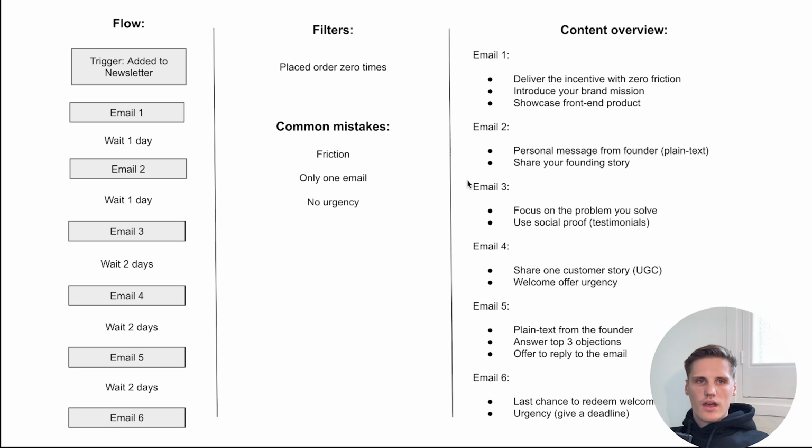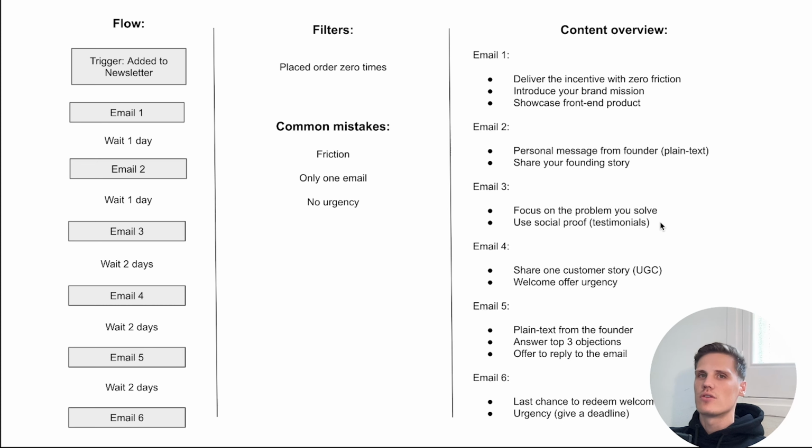So email 3, we're going to be waiting another day and sending email 3. So here you're going to be focusing on the problem that you solve. If your product is like problem solution type, you're going to also be using social proof and testimonials, some of your best testimonials. What matters here is that you tie the social proof to the problem and to really show the review that got those results. We're going to be waiting 2 days here and sending email 4. So here you're going to be sharing one customer story.